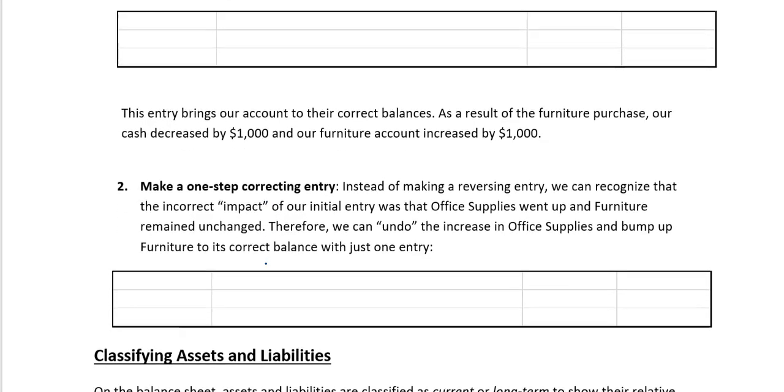I'll also ask you to look at the second correcting method, which is a one-step correcting entry. In this method, we look at our example and note that the credit to cash was correct. It doesn't have to be undone. We only undo the actual mistakes. So think about that and have a crack at the second method too. And we will go over both of these methods in detail in the next video.